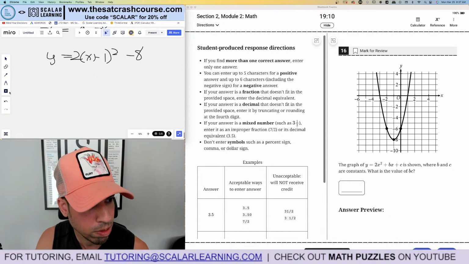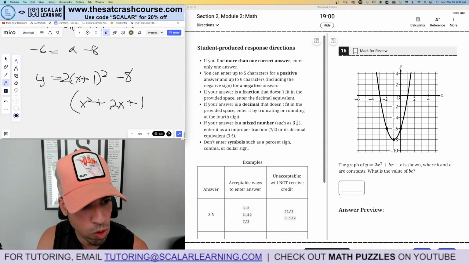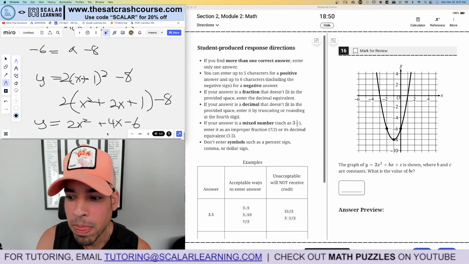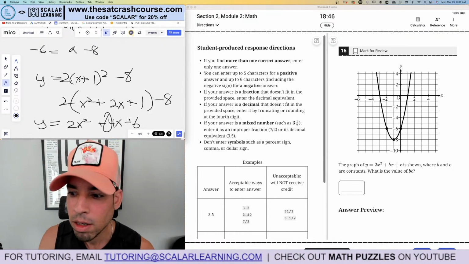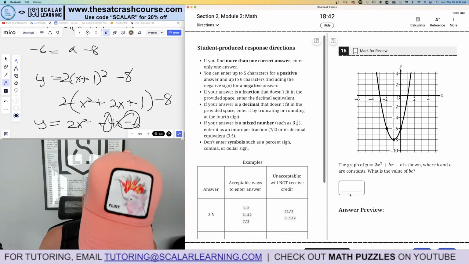And then if we simplify this, it's (x plus 1)(x plus 1). If we simplify this, that's x squared plus 2x plus 1. I'm just FOILing it mentally. Times 2 minus 8, we get 2x squared plus 4x, and then plus 2 minus 8 is minus 6, is equal to y. So then, what is b times c? b is 4 and c is -6. 4 times -6 is -24.